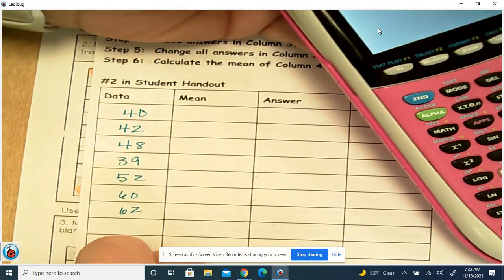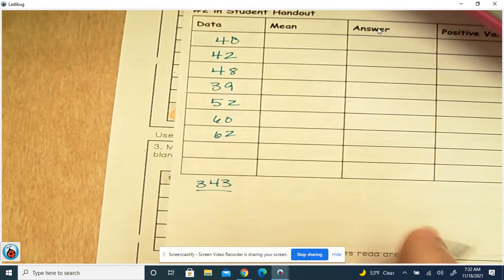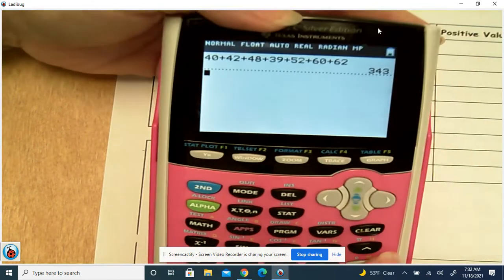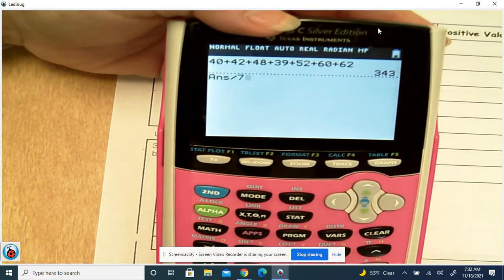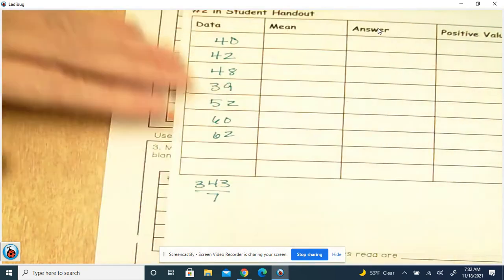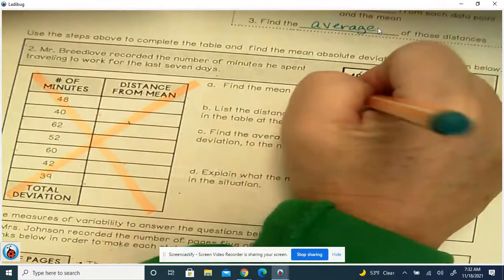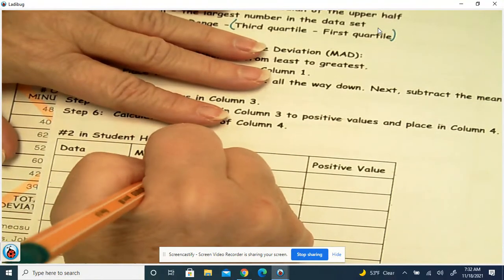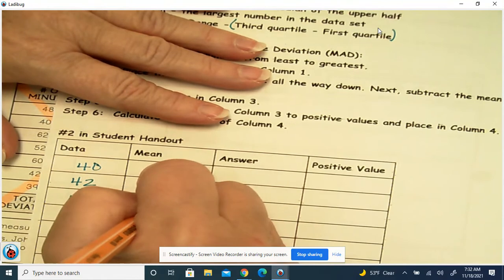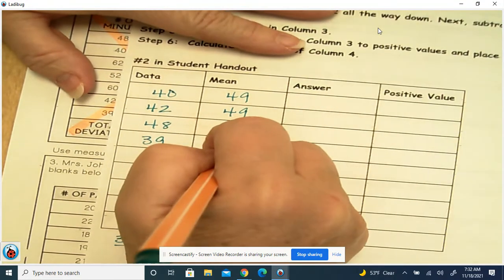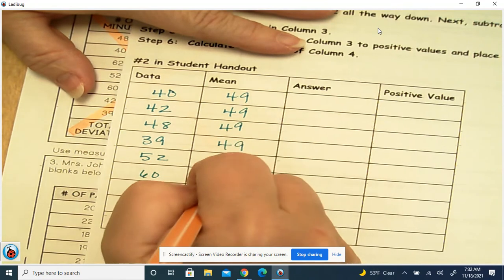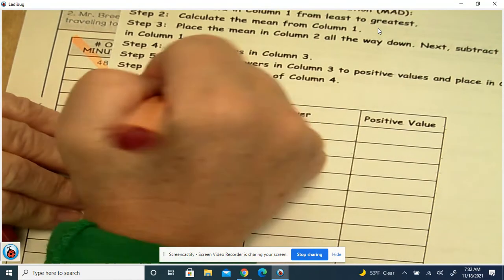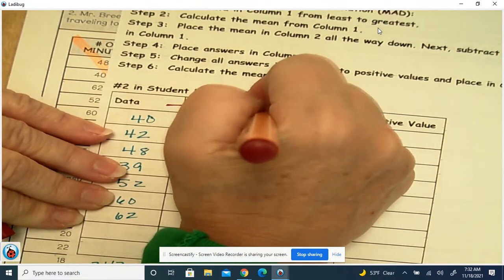So I've got 343, and I'm going to divide it by 7. And that gives me 49. So if we go on the first sheet, the mean of the data is 49. So what you would do here is you would put 49 all the way down this data table. Like that.